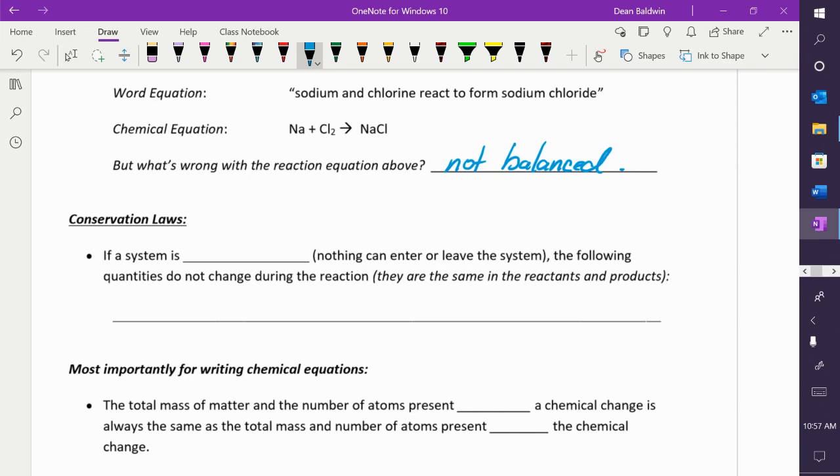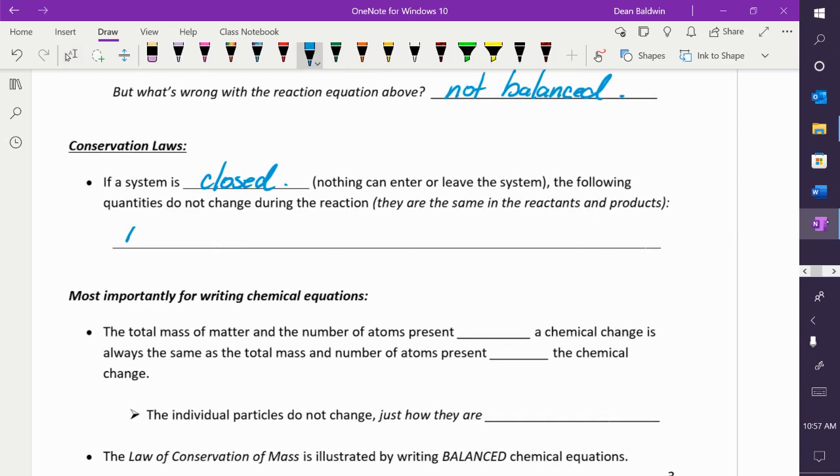All right, conservation laws. This leads us to conservation laws. If a system is closed, do you know what a closed system means? Nothing can leave, if it's all contained, okay? So if you have a closed system, the number of atoms, the mass of the system, and the energy of the system all remain the same. Okay?